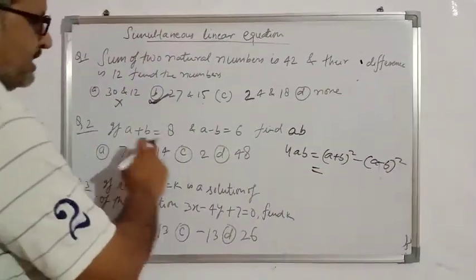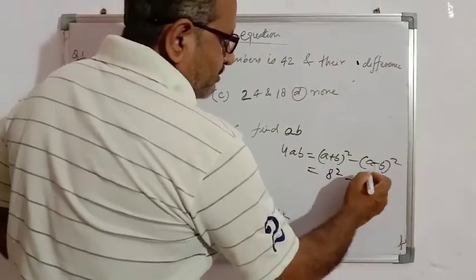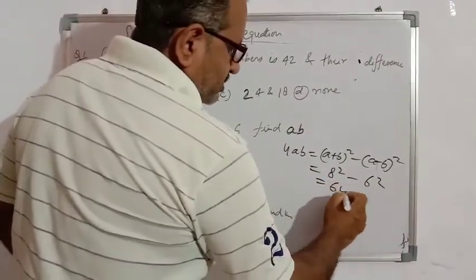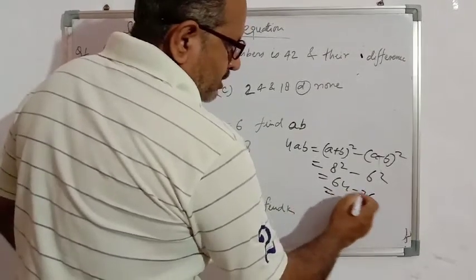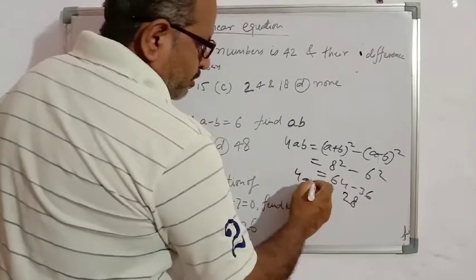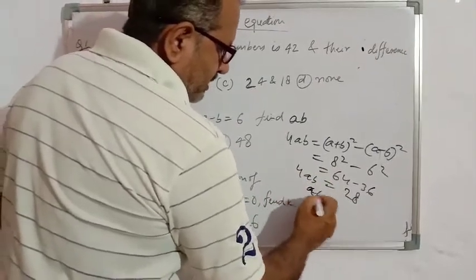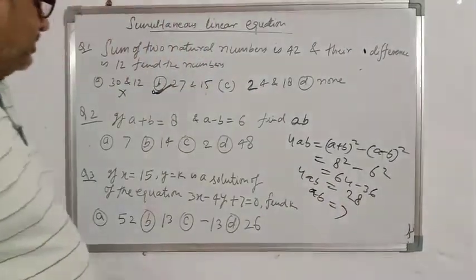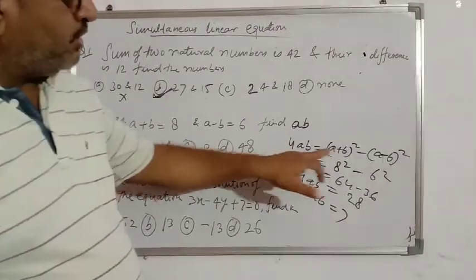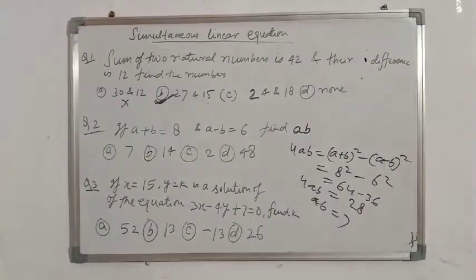a plus b is what? 8. So we can write 8 square minus (a minus b) 6 square. 64 minus 36, that is 28. 4ab is 28. What will be ab? 7. So this one is the correct answer. So using this formula, we can find ab.